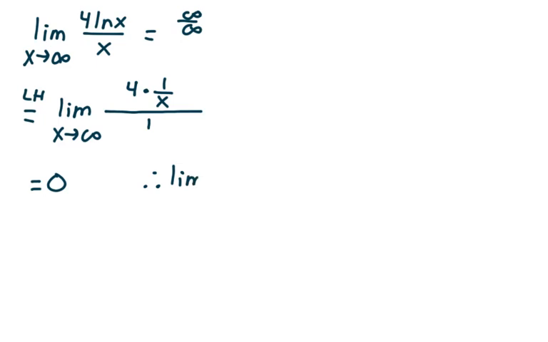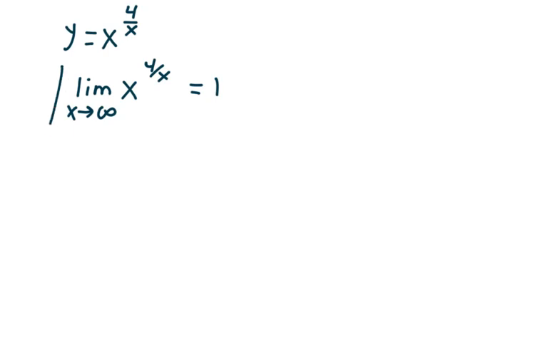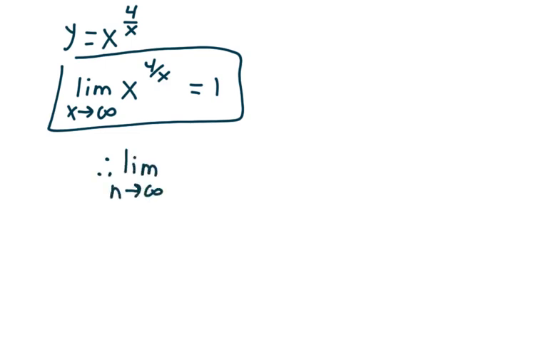And so therefore the limit as x goes to infinity of natural log of y is equal to 0. So the limit as x goes to infinity of y is e to the 0, which is equal to 1. But y is x to the 4 over x. And so the limit as x goes to infinity of x to the 4 over x is 1. And so we can thus conclude that the limit as n goes to infinity of n to the 4 over n must also be 1. And that's verifying what I used in one of the earlier examples.